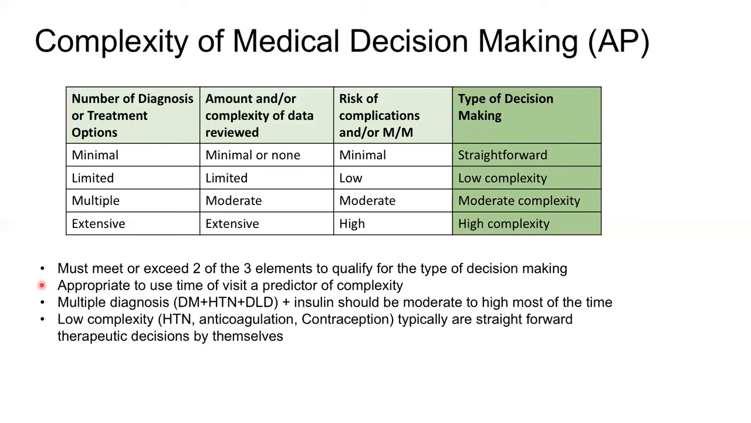And that can be used to justify, and that's what we call time-based billing. So a low complexity example patient would be your typical controlled hypertensive patients, or anti-coag, for instance, is usually considered a very low complexity visit. Contraception. These are straightforward medical decisions for the most part.